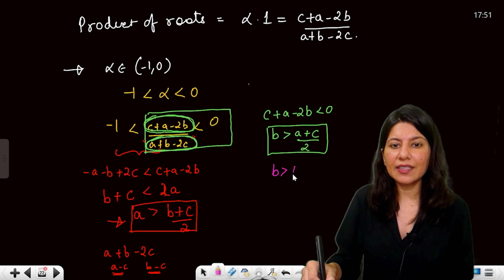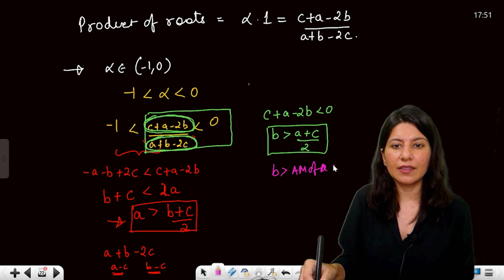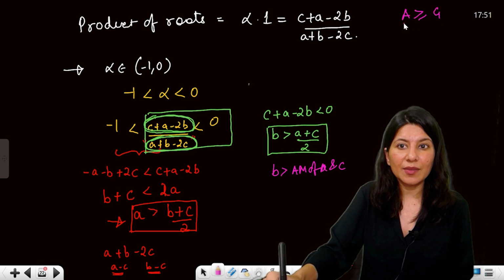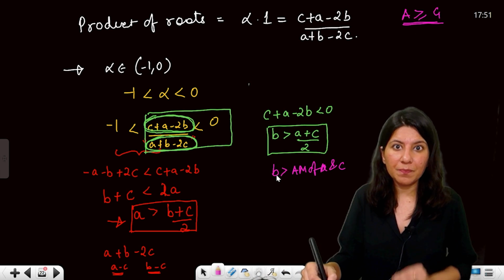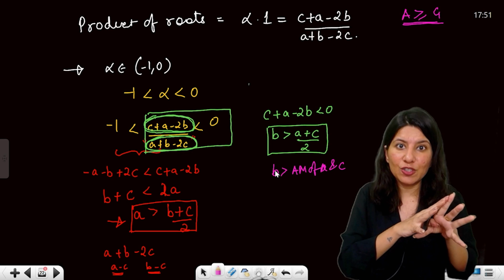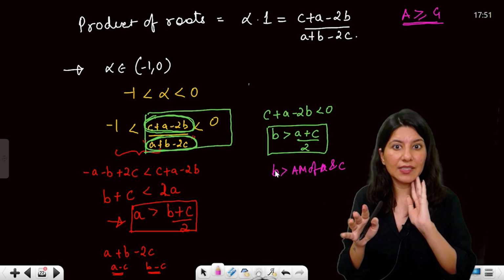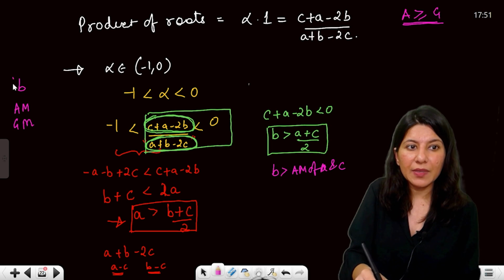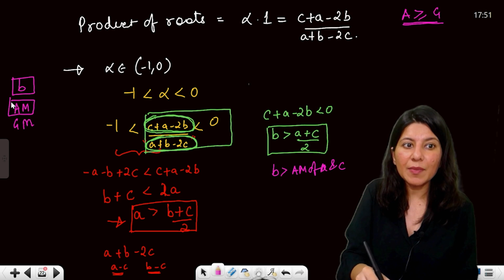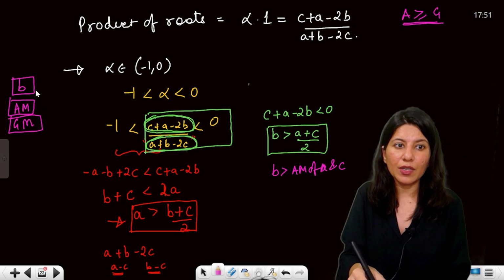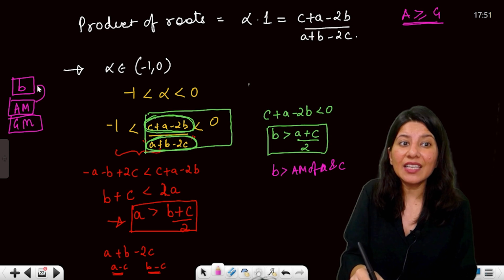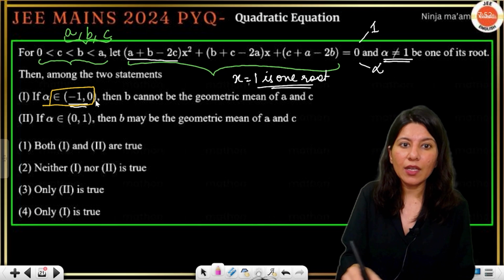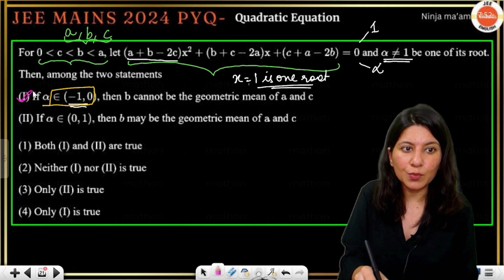So B is actually greater than the arithmetic mean of A and C. Correct? We know that the arithmetic mean is always greater than or equal to the geometric mean, right? So if B is out of range of the arithmetic mean, B is the higher value, then comes the arithmetic mean, then comes the geometric mean, right or wrong? So if B is higher than the arithmetic mean, it is way too higher than the geometric mean as well. So they cannot be equal. That's why option 1 is absolutely true.